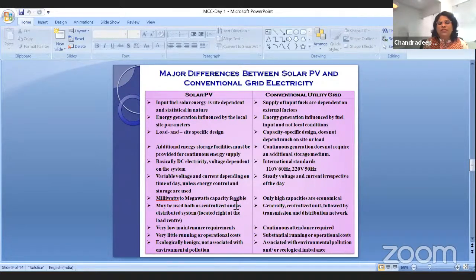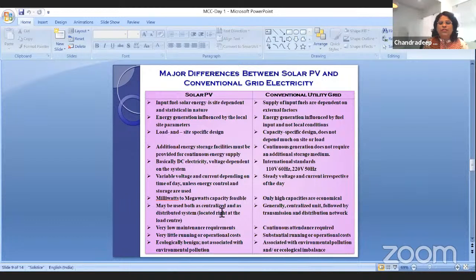Milliwatts to megawatt capacity range. As I said, you can customize your product. A small plant with 1,000 kilowatt, a bigger power plant with 700 megawatt is possible. But in case of coal, only high capacities are economical. They don't go below 650 megawatt for a coal power plant. Always it is above 650 megawatt.